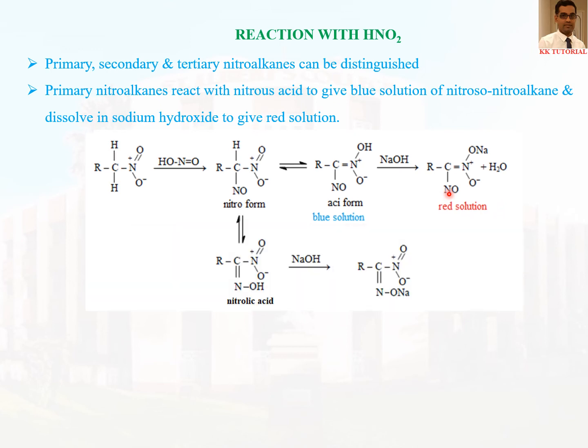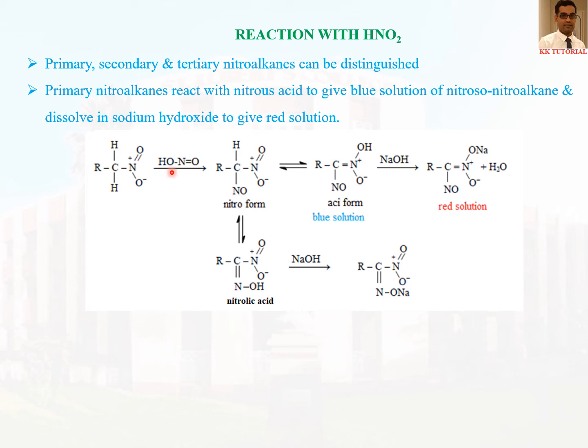Aciform is acidic, so it will react with NaOH to form this red colored salt. In some textbooks we can see it like this also. That means this form is converted to nitroic acid form. That is nothing but a tautomer of this form. This bond is shifted to here, so double bond comes here and N double bond O becomes O minus, and O minus will take this H.